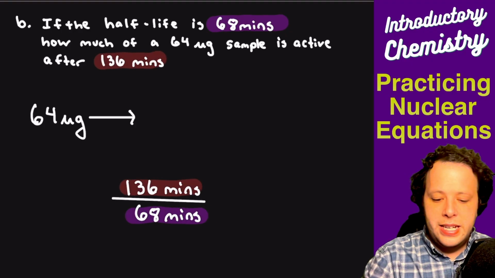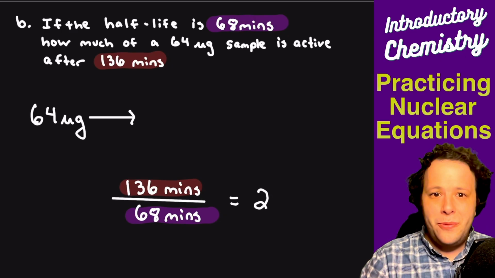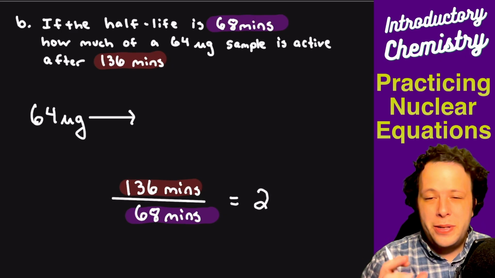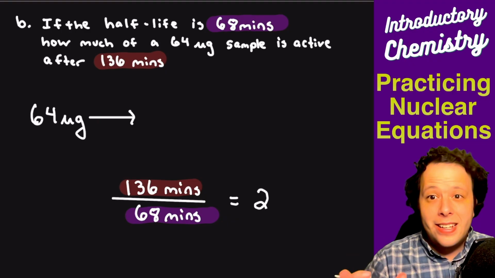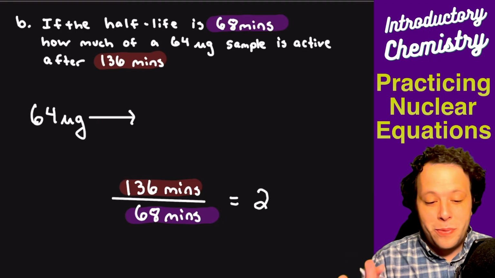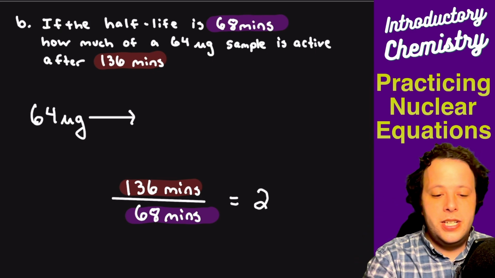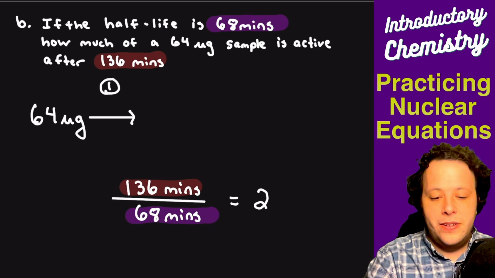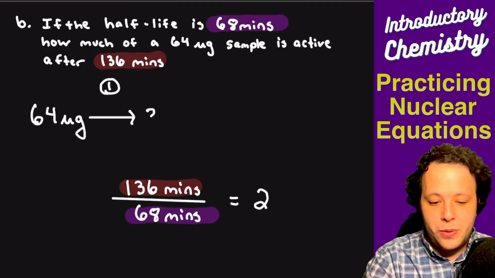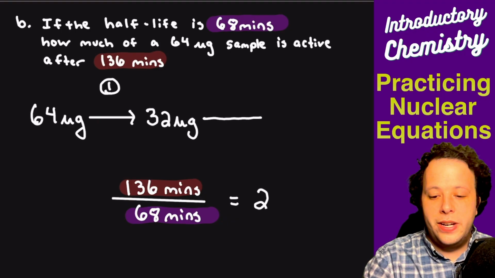So all these things can be used. If it divides cleanly, then we can do this a lot simpler. We don't have to use these fancy kinetics equations that you learn about in Gen Chem 2. That's beyond the scope of this course. So what we need is two half-lives. After the first half-life, it's going to divide by half. So we have 32 micrograms after one half-life.